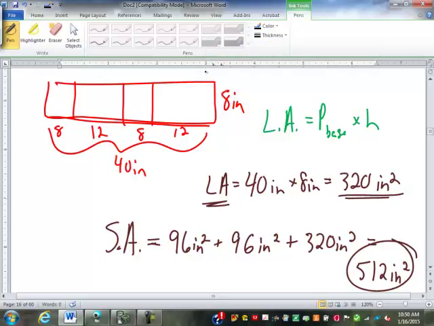The reason, again, that I define surface area in that way, just like with volume, is now I can apply that to pretty much any shape.